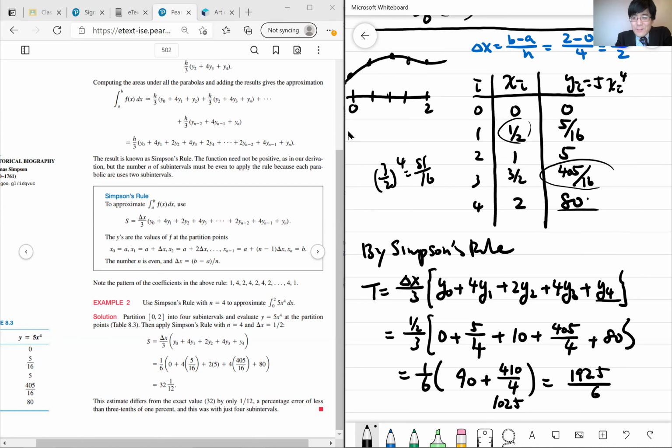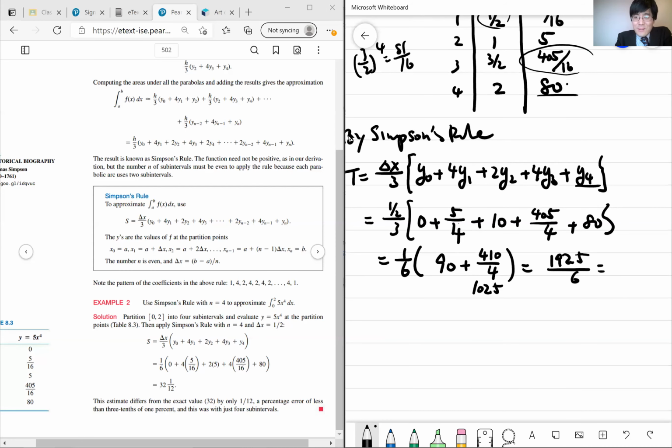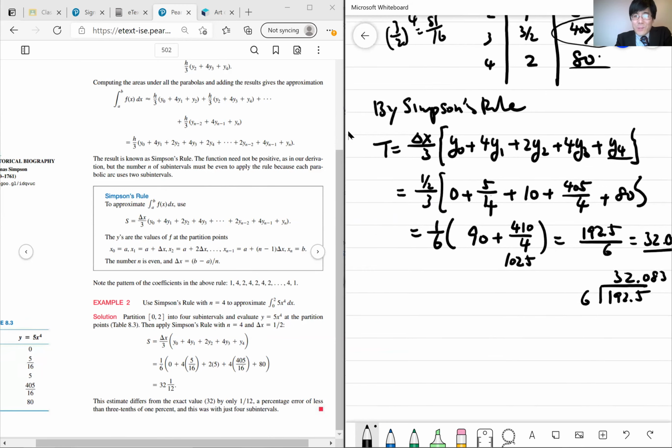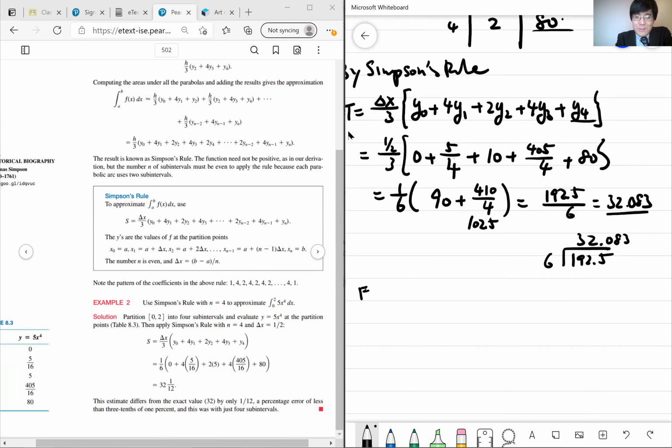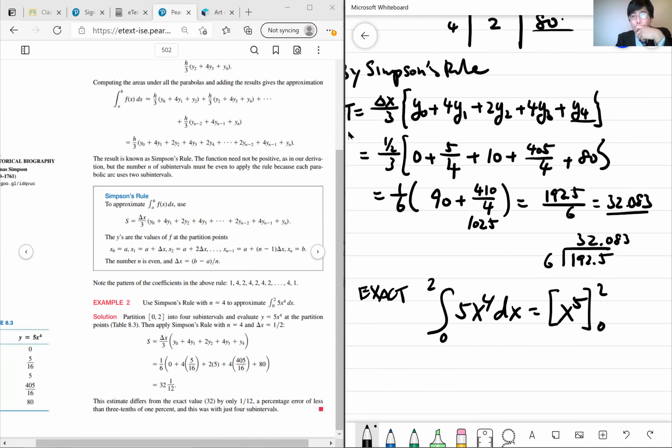So 192.5 divided by 6, which is, let's make it 2 decimals, 32.083. 32.083. Well, that's our approximation. Let's integrate to find the exact value to check how close it is. So after integrating, it's going to be x to the fifth. That is equal to 32 just.